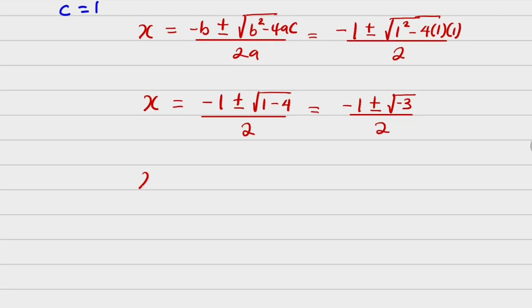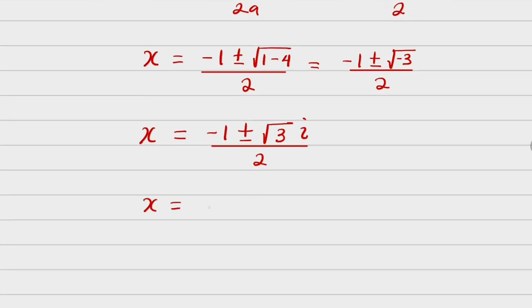Now, working this and arranging it as a complex number, we have minus 1 plus minus root of 3, then we have i, okay? All over 2. So my x is either we are going to have minus 1 plus root of 3i all over 2, or we are going to have minus 1 minus root of 3i all over 2. So I'm done with that.